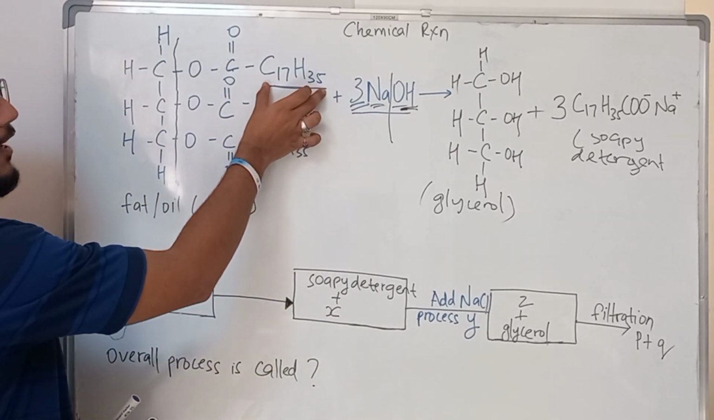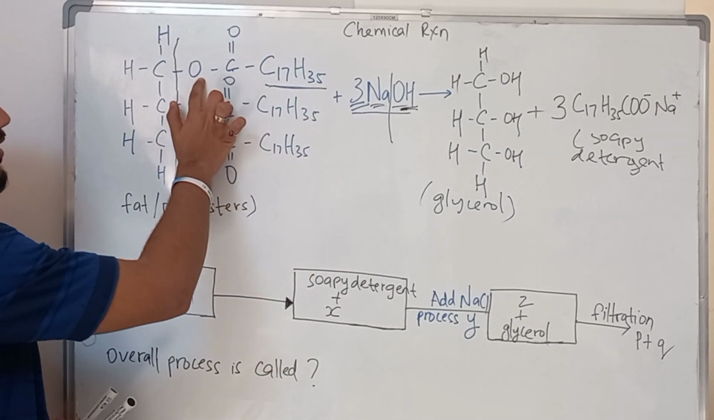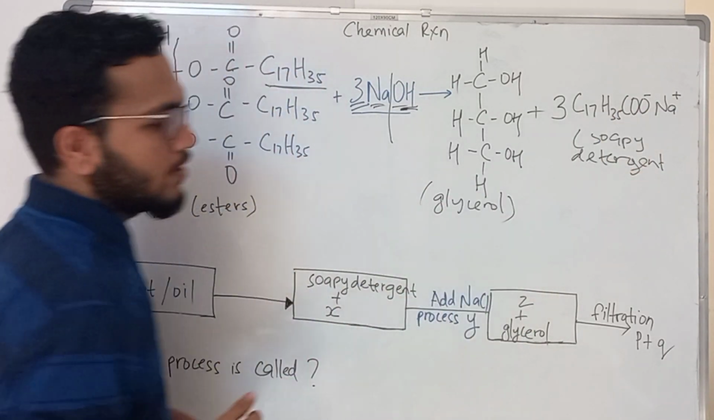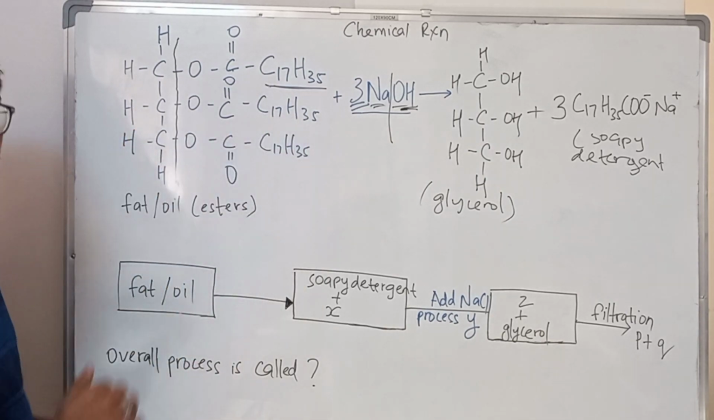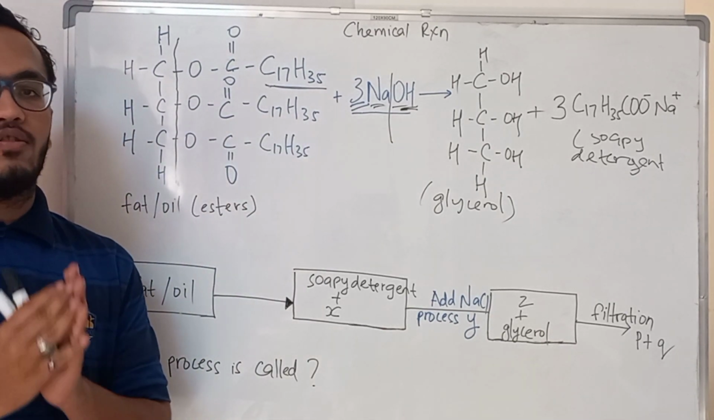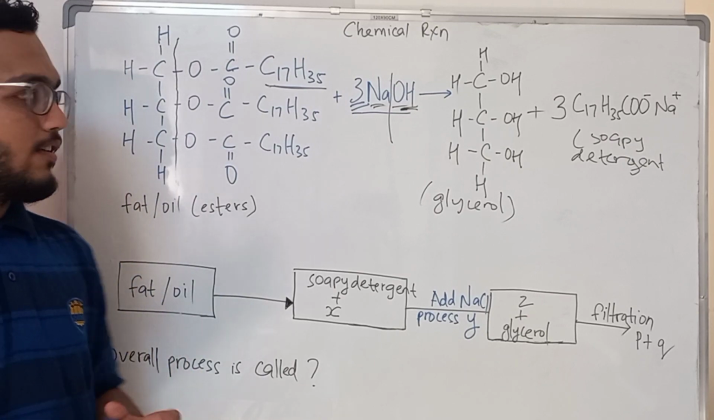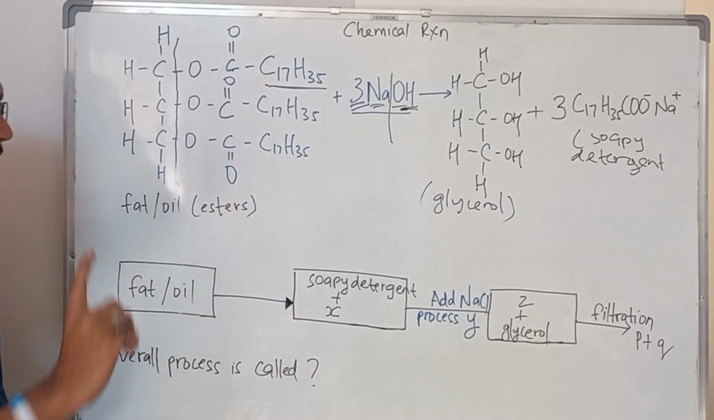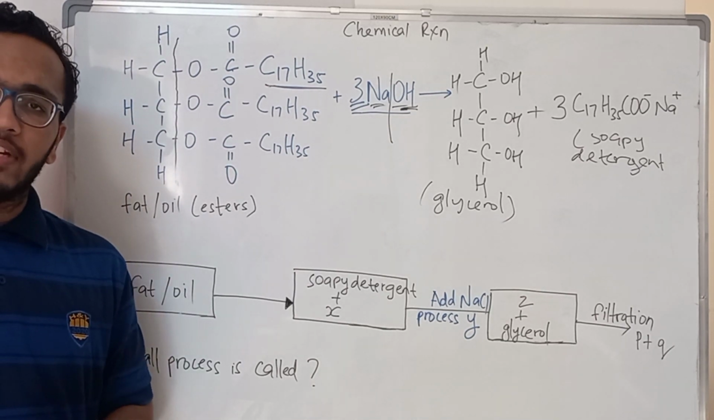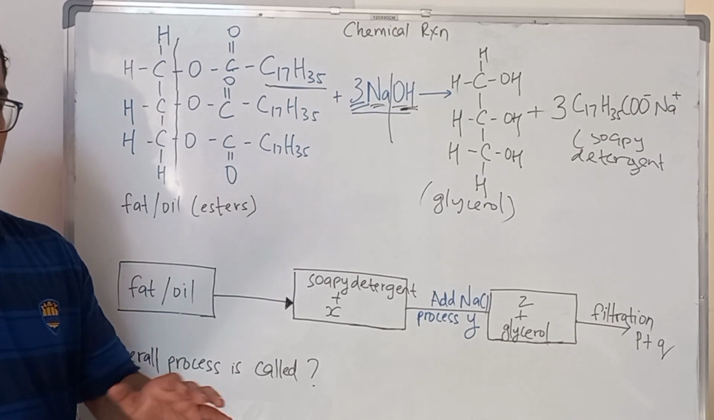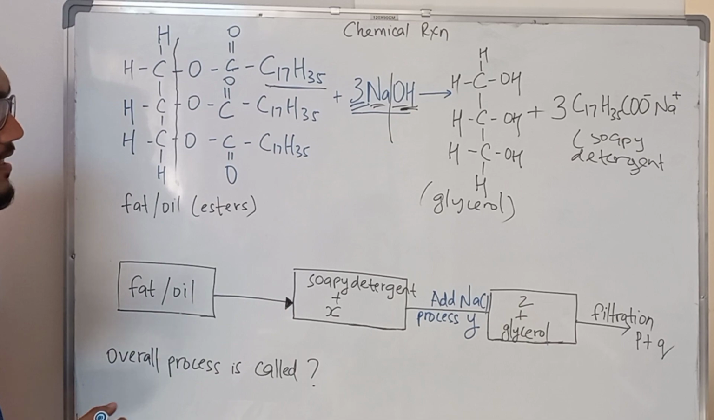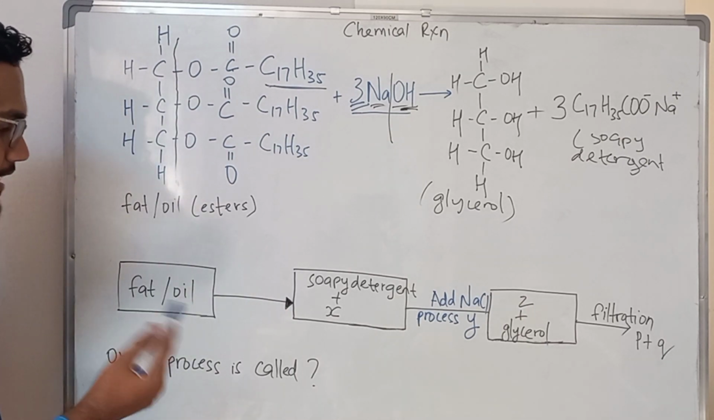The C17H35 COO carboxyl group will be attached to the sodium. So this is the chemical reaction when you are reacting a fat or an oil, which are esters of fatty acids. I repeat, esters. That's why they are many in number. Now, the process of saponification can be asked in exam, and it's a very testable question. So let's look at this process and answer the missing letters.